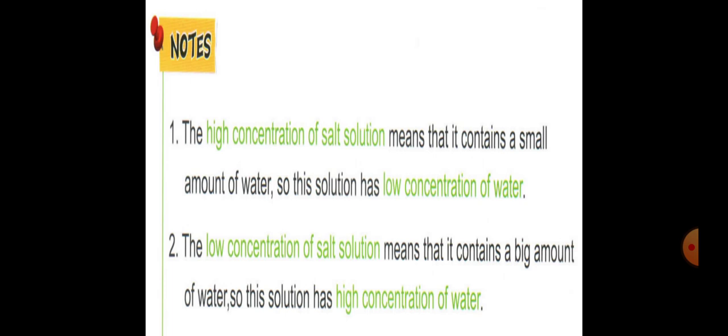Okay. You must know that a high concentration of salt solution means that it contains a small amount of water. So what is the meaning of high concentration of salt solution? That it contains a small amount of water. So this solution has a low concentration of water. Now, a low concentration of salt solution means that it contains a big amount of water. So this solution has a high concentration of water.